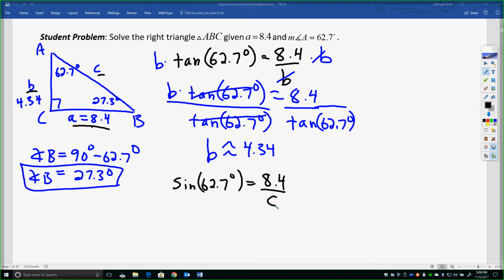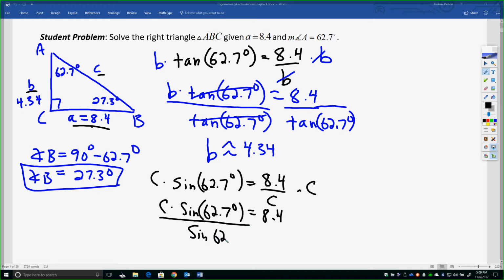Let's multiply by C on both sides. So C times the sine of the angle equals 8.4. And divide by the sine of the angle. Okay, again, make sure it's in degree mode since you're typing in degrees. And C will get about 9.45.